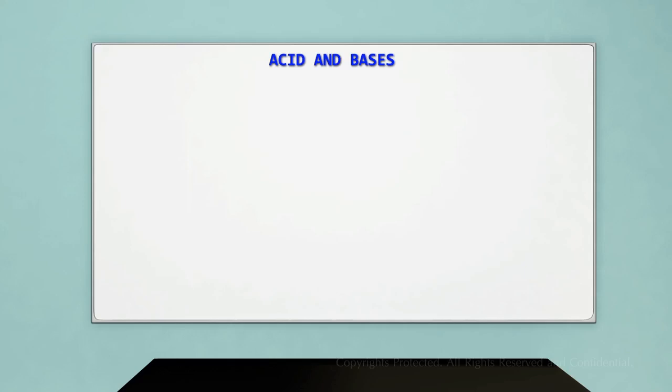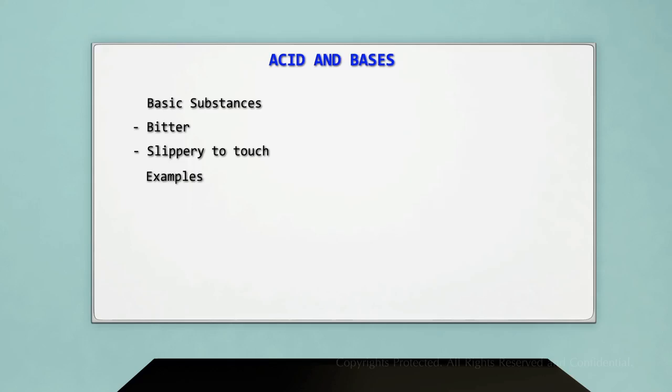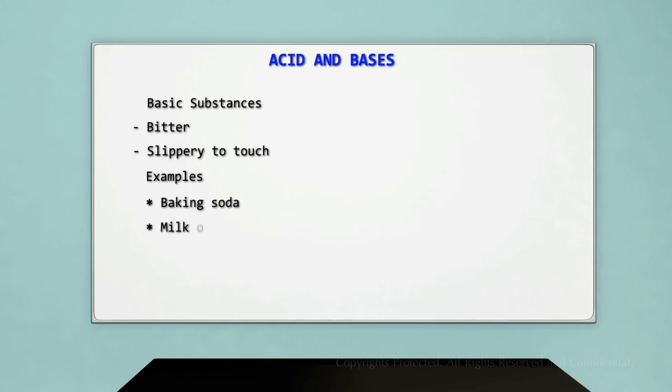The characteristics of basic substances are: they taste bitter and are slippery to touch. Examples of basic substances are baking soda and milk of magnesia.